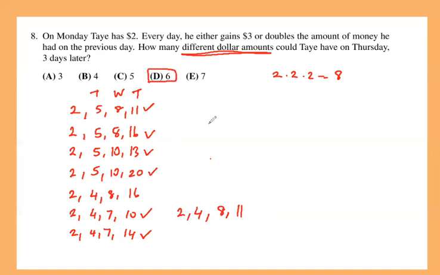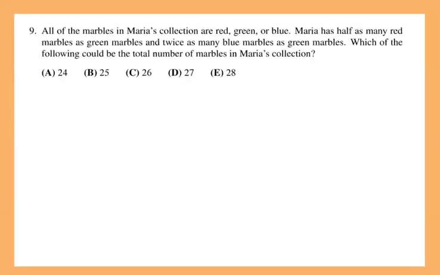So I have to be careful. So I think I count every possible way to end this. And because I was expecting 8 ways, I list them all, and then it looks like we have 6 different results. So that was number 8. So let's see number 9.